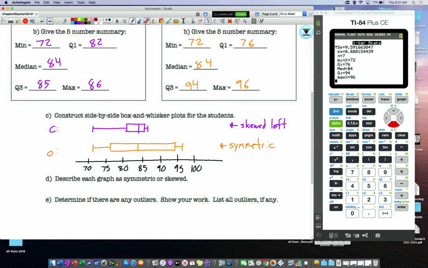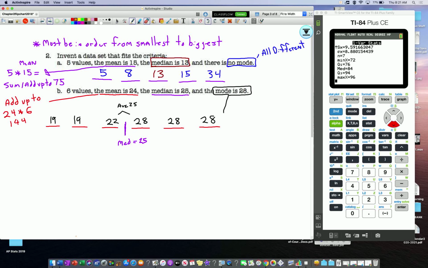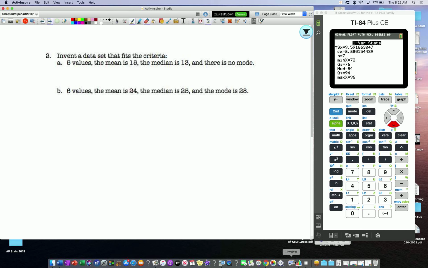All right, last page. Okay, I want to, oh shoot, I didn't clear this off. So let me clear it out. I thought it was clear. Some of your homework today will ask you to invent a data set that fits these criteria. This really makes us think about what the mean actually represents, the median and the mode, okay?